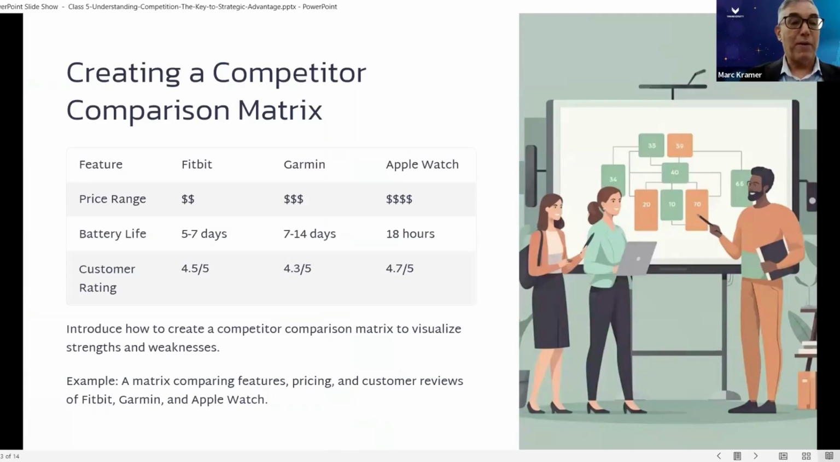Creating a comparison matrix, as I show you here, on the left side, you're showing all the features: price range, battery life, customer rating. And then across the top, you are showing the different competitors. And so that way everybody can see the battery life in a Fitbit is shorter than a Garmin, but also the Fitbit is less expensive.